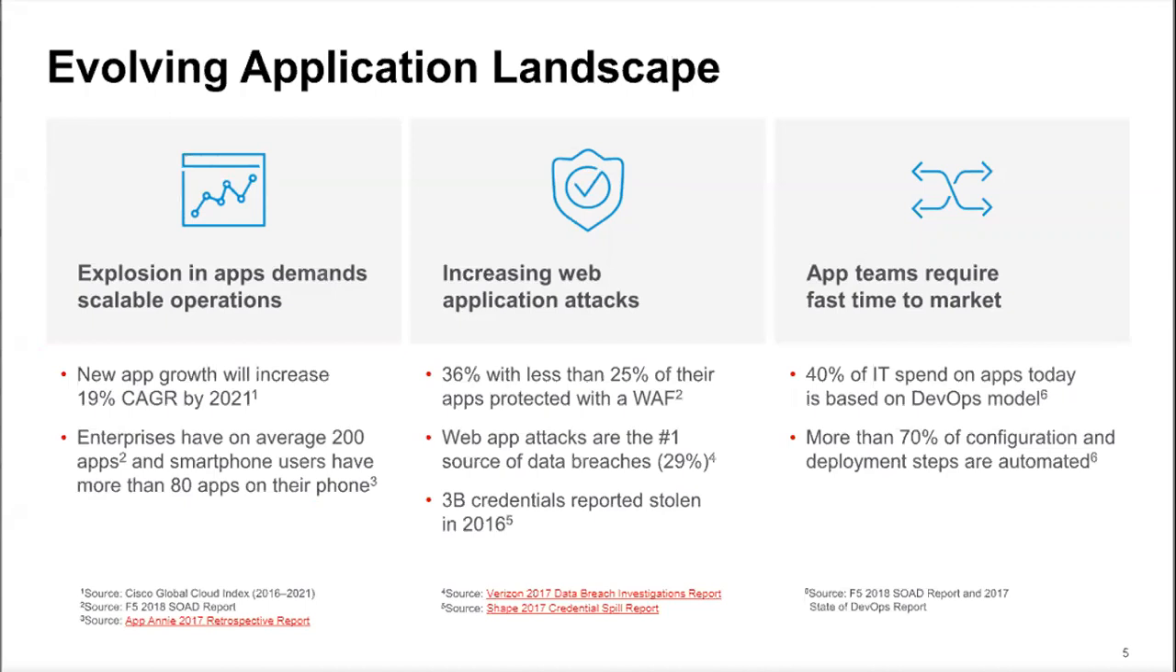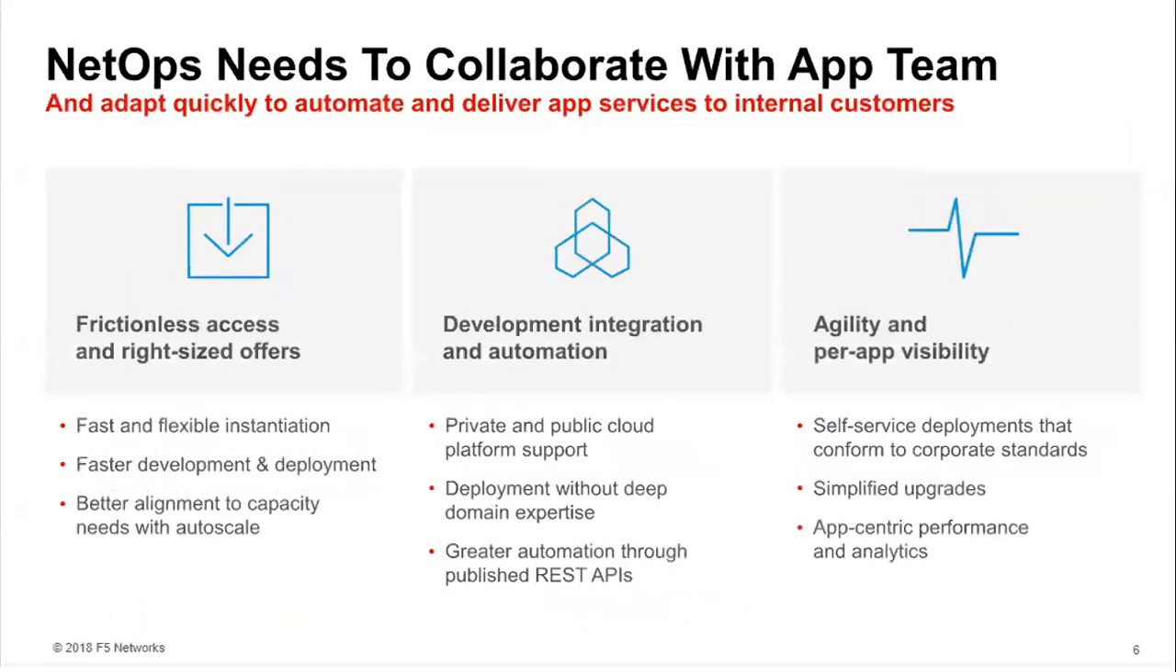So one of the challenges also is that app teams require fast time to market. You see 40% of IT spend on apps today is based on the DevOps model. More than 70% of configuration and deployment steps are also automated. So another thing that F5 also looks into is that NetOps needs to collaborate with the app team and adapt quickly to automate and deliver app services to internal customers because of the increase in app usage and deployment.